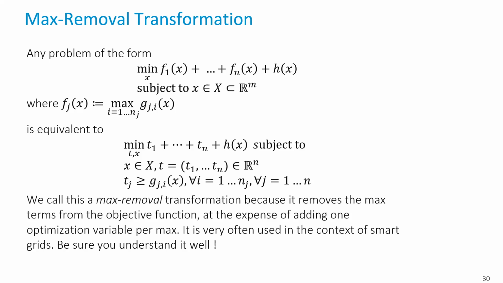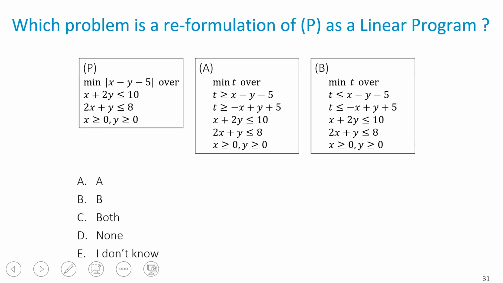Yes. Thank you. We have seen the max removal transformation as one of the canonical tricks used in OPF simplifications. Let's test it on this little example. Here I have a problem. Minimize the absolute value of x minus y minus 5 over linear constraint inequalities and linear inequalities here.